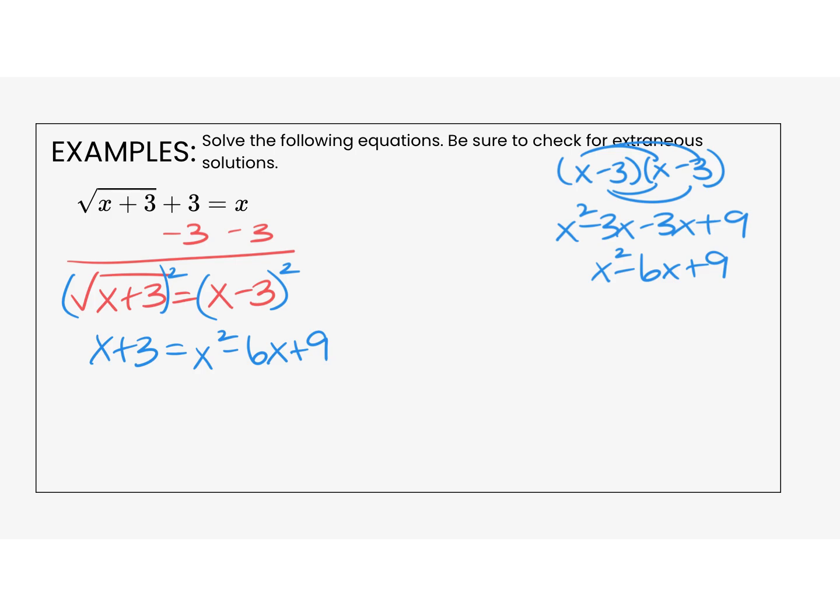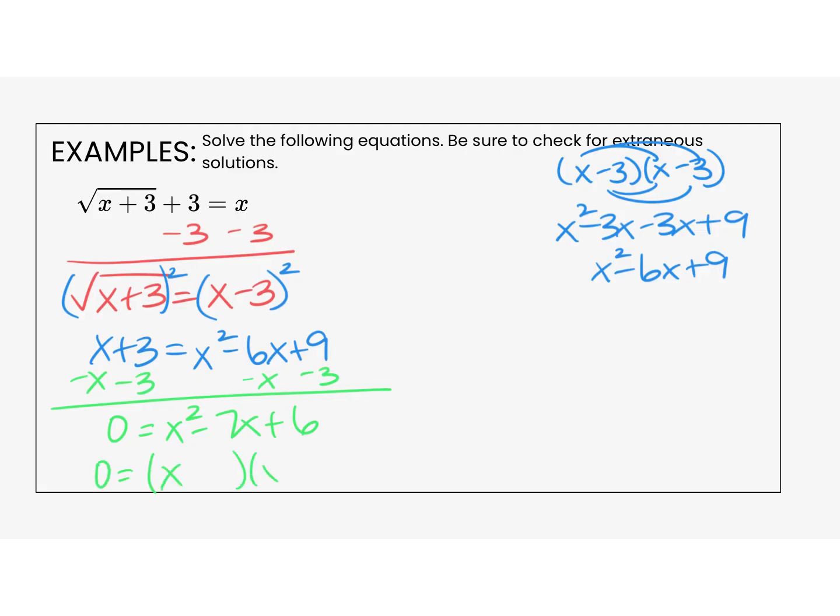Right, so we've got a little bit more work to do now to solve this. When I have a square, not an x squared, a quadratic, we need to set it equal to 0. So I need to subtract x and I need to subtract 3. So I get 0 equals x squared minus 7x plus 6. And now when I see that, I need to try to factor this.